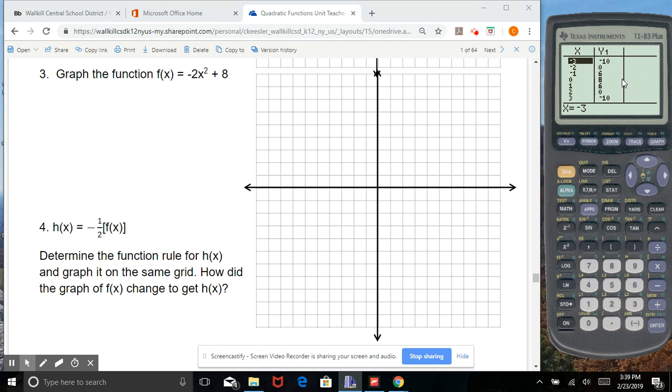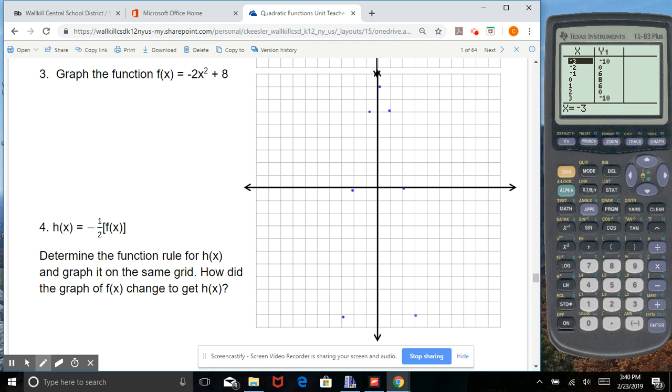So we can go ahead and graph those couple points there. We have negative 3, negative 10, negative 2, 0, negative 1, 6, 0, 8, 1, 6, 2, 0, and 3, negative 10.